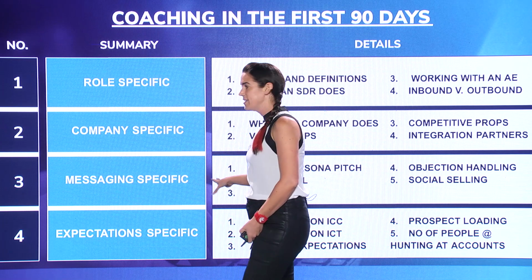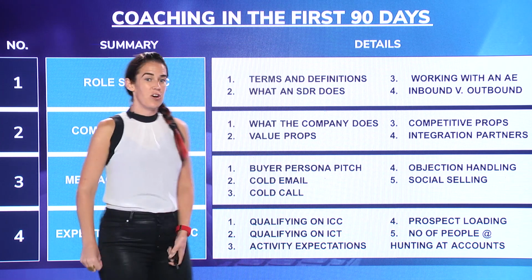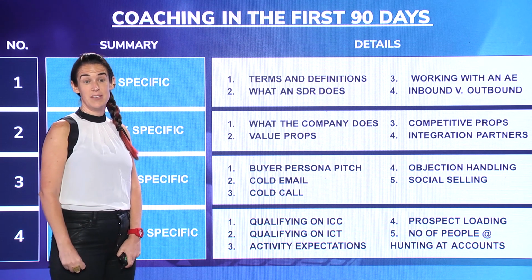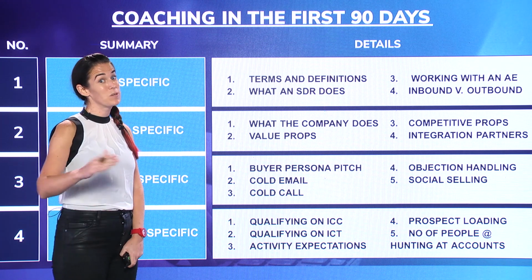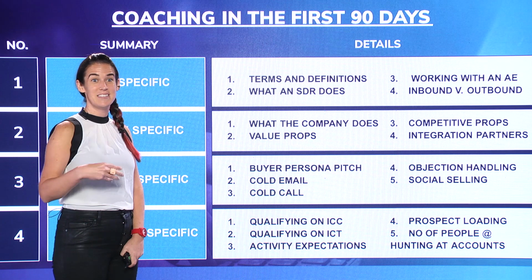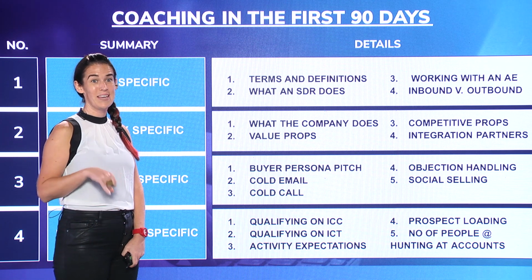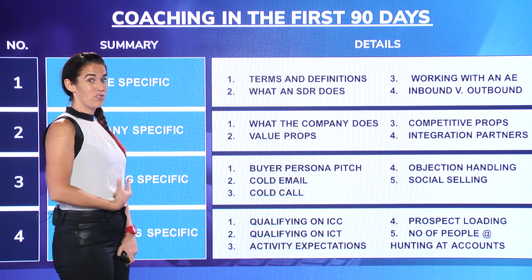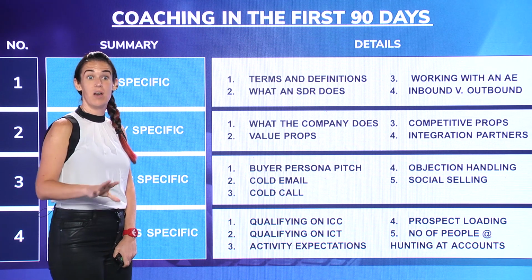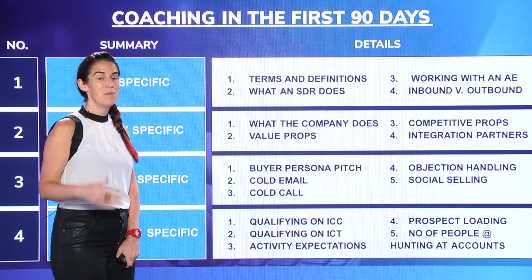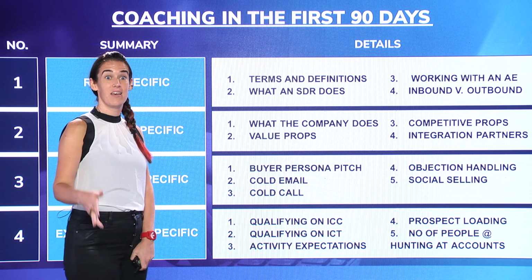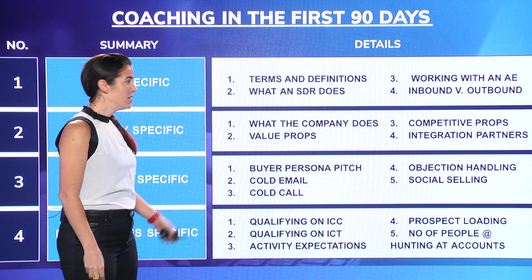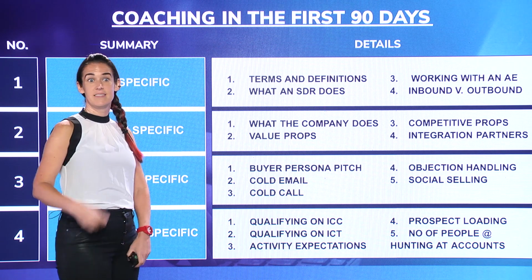And then the fourth piece is expectation setting. So qualification on ICC, which is ideal customer company. You're coaching them on, hey, you just booked this meeting, day 67, with this company. They actually only have 90 people. We sell into people with 100 employees plus. So not a problem, we'll take this one. But I want to coach you on how to identify accounts that do hit our ICC in terms of employee headcount.